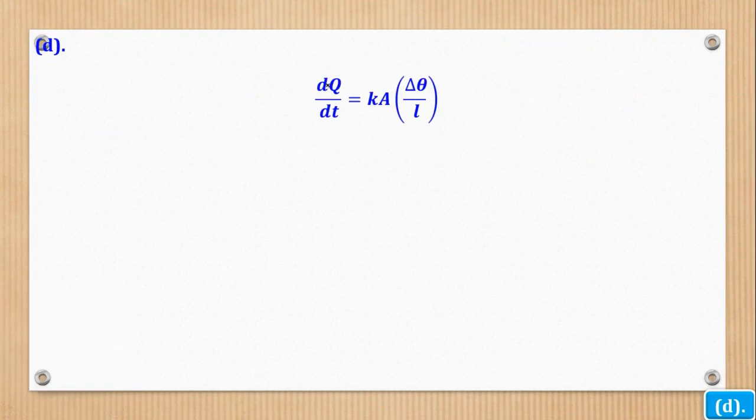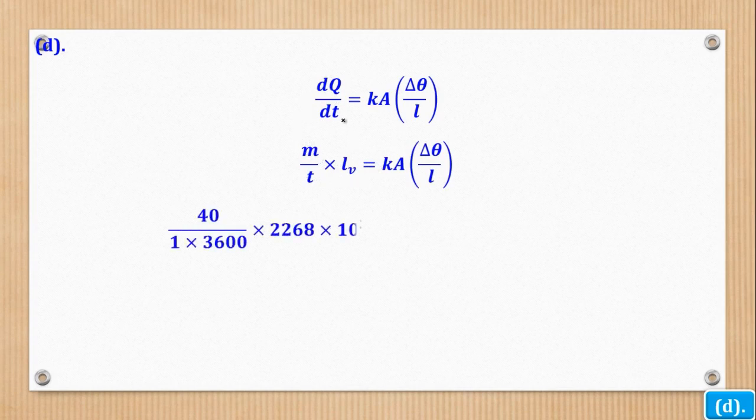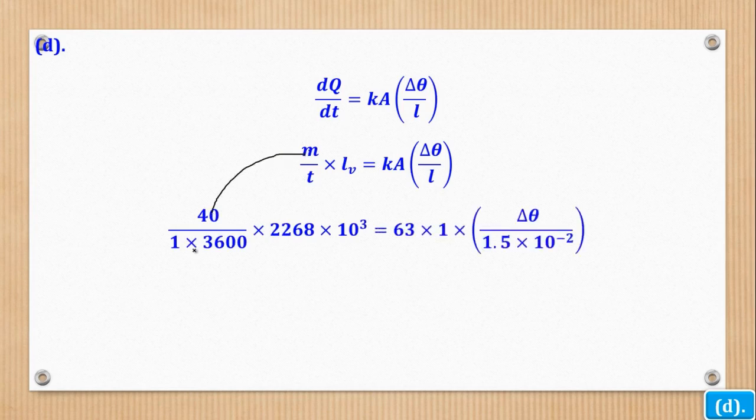Now the formula is dQ/dt equals KA times the change in temperature over L. K is the thermal conductivity, A is the cross-sectional area, and this is the temperature gradient. This can be given by, remember this is the rate of heat, mL over t, where L is the latent heat of vaporization, m is mass, and t is time. Now when you substitute, mass per second will be given by that, because one hour has to be converted to seconds. That's why you see 3600.